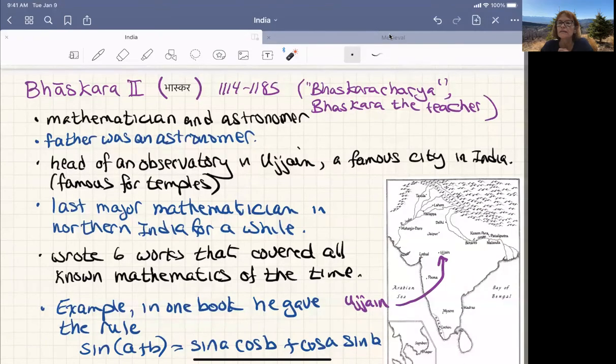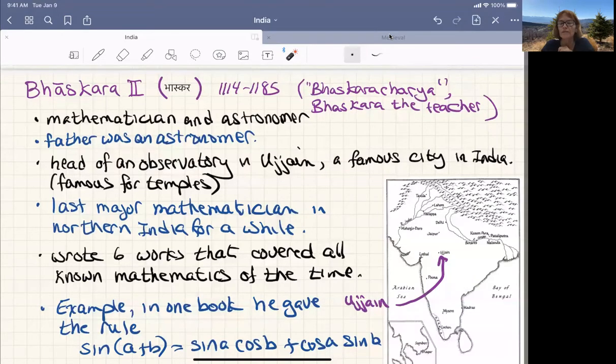So the next Indian mathematician that I'd like to look at is Bhaskara II. Here's his name written in Sanskrit. This was in the years 1114 to 1185. He was also known as Bhaskaracharya, which means Bhaskara the teacher.